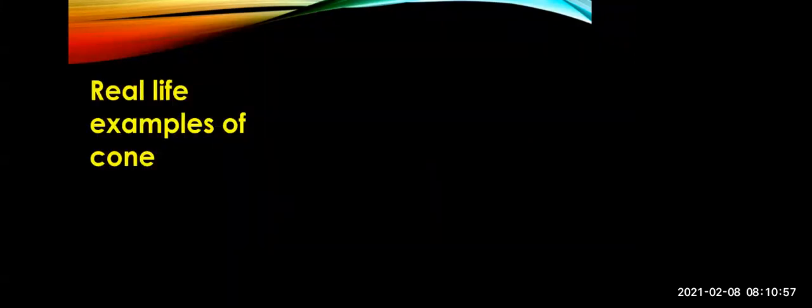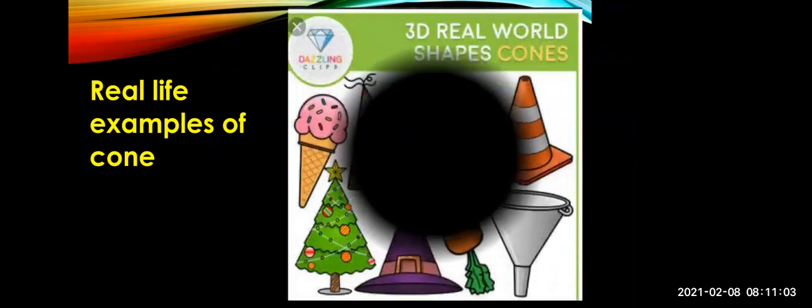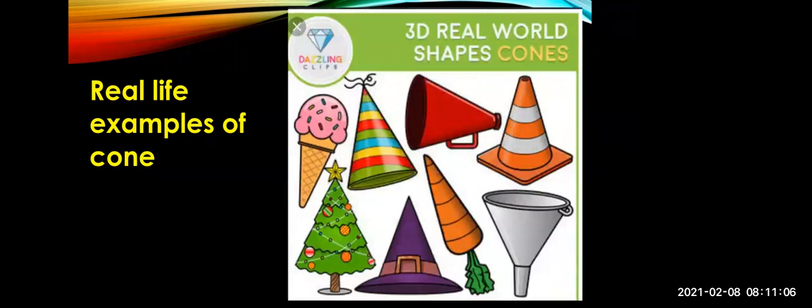Now we'll see the real life examples of a cone. There are various types of real life examples. This is ice cream. Everyone loves to eat ice cream, right? You can hold this cone in your hand, so it's a 3D shape. The lower part of this ice cream cone is the shape of a cone. Now the birthday hat. Everyone enjoys birthdays and you wear your hats. So you can see this is the proper cone.